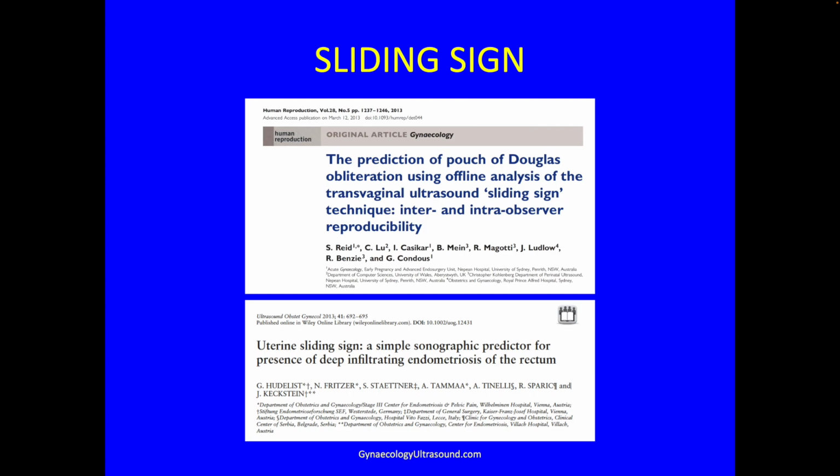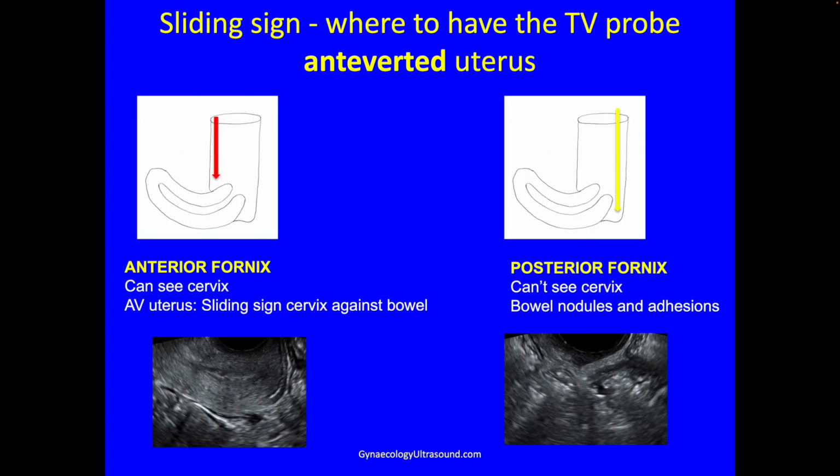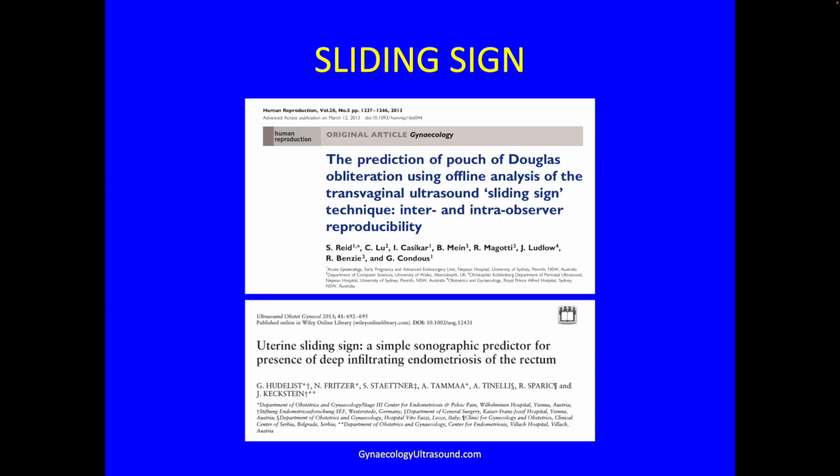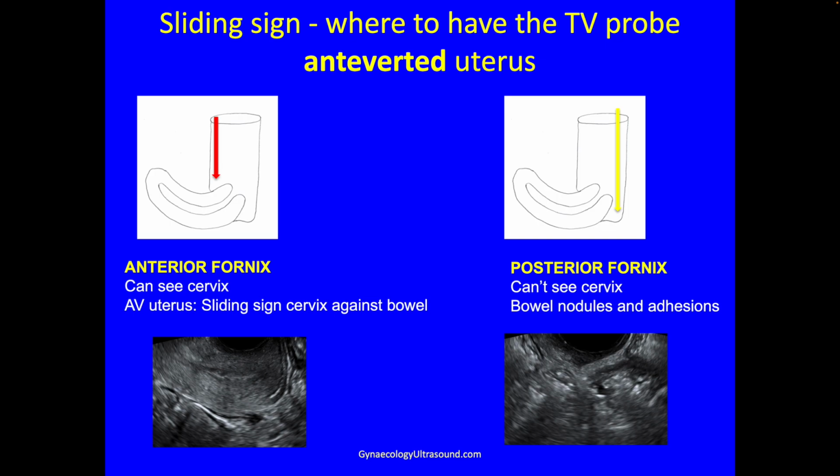The sliding sign next. This was published in 2013, and you just need to know where to put your probe. In an anteverted uterus, if this is the anterior fornix, if you put your probe in the anterior fornix, this is the view you'll get. You can see the cervix, and when you press very, very gently with the probe, that's all I do, very gentle probing, you can then see movement behind the cervix.